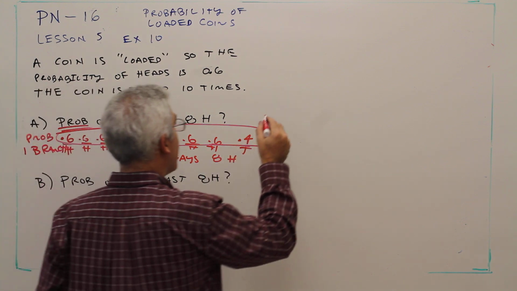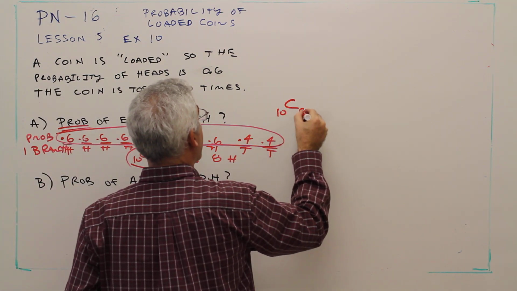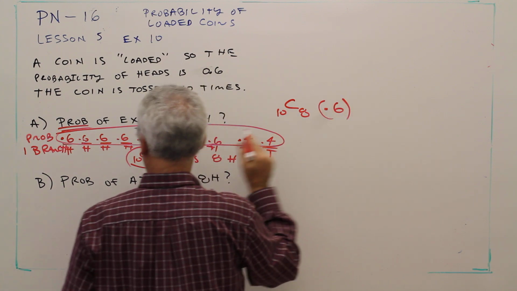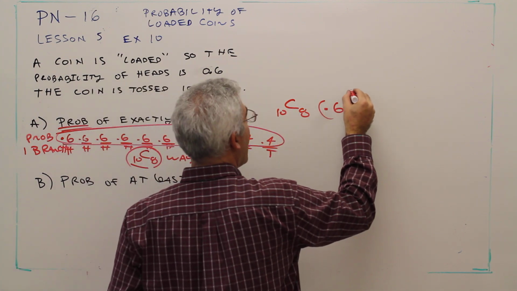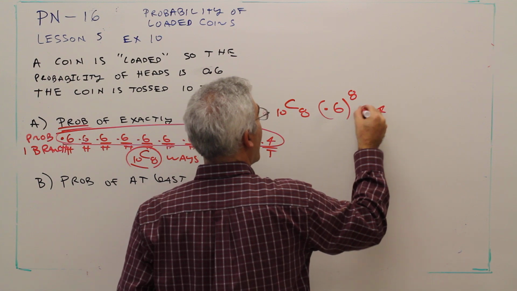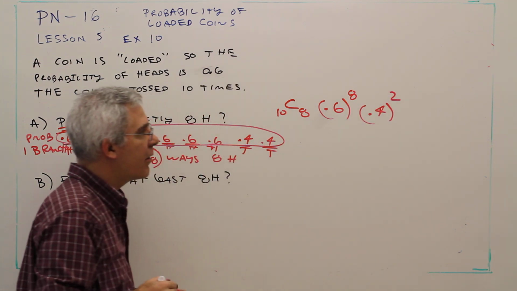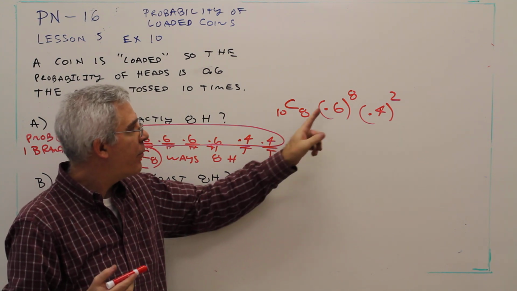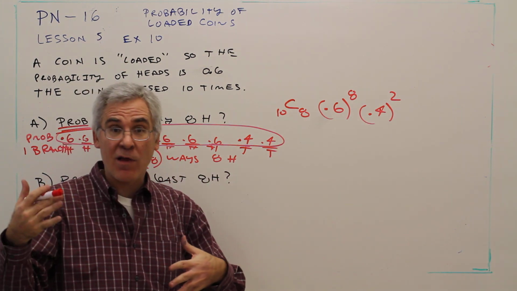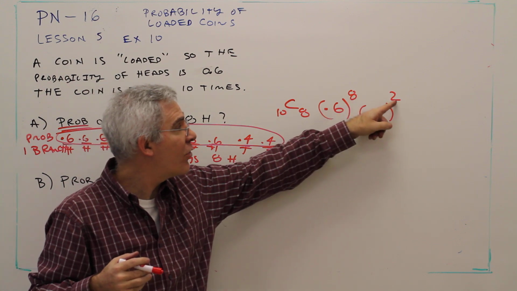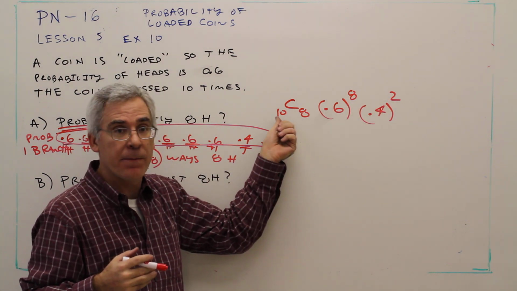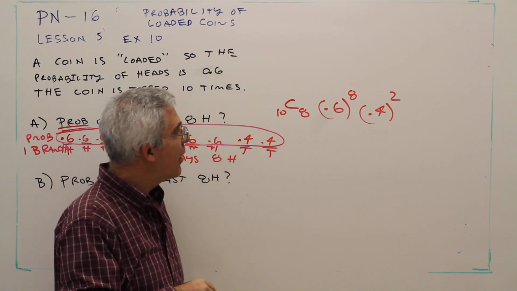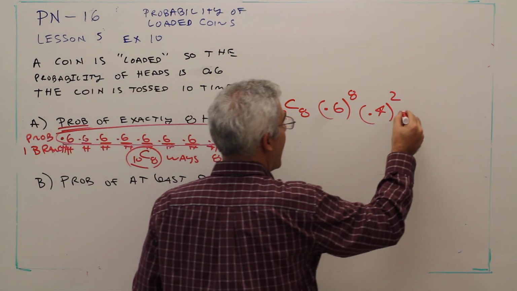So once again, it's going to be 10 choose 8, I'll just simplify it, times 0.6 to the 8th times 0.4 squared. And perhaps you can see a little pattern here. 0.6 and 0.4 sum to 1, 8 and 2 sum to 10. So this will be generalized in the future. All right. I'll just calculate that at the end.